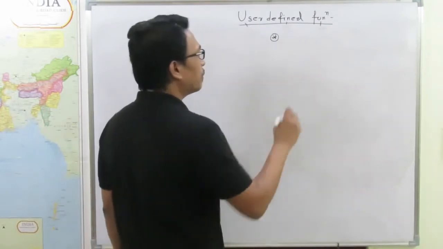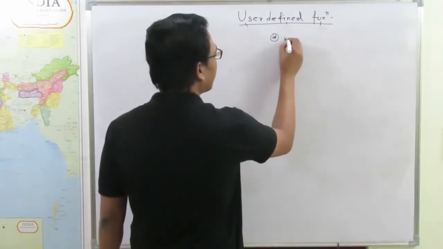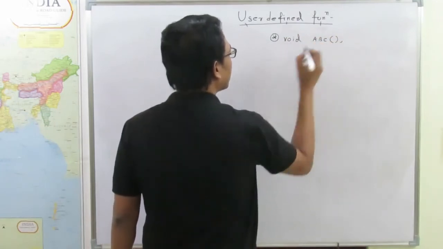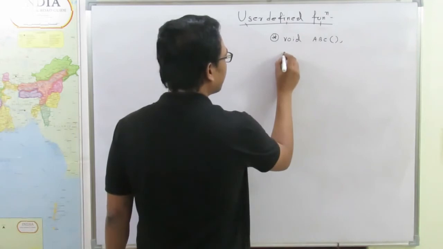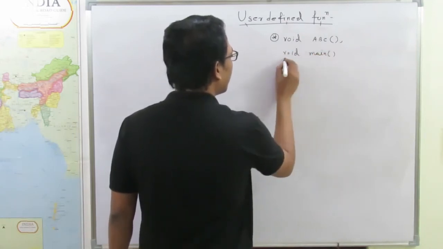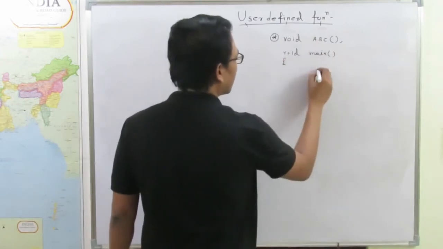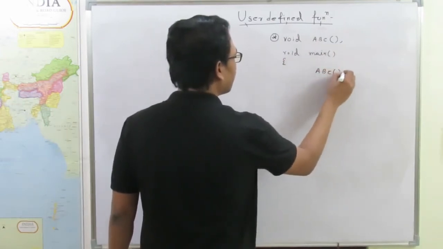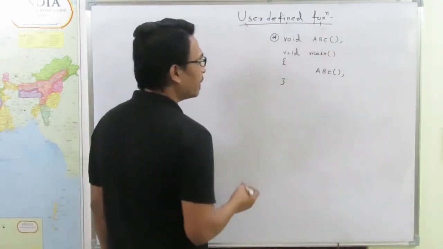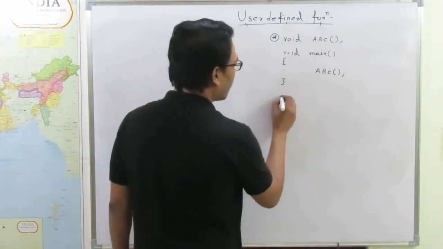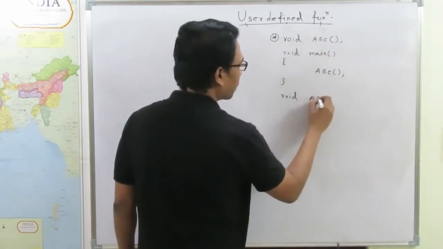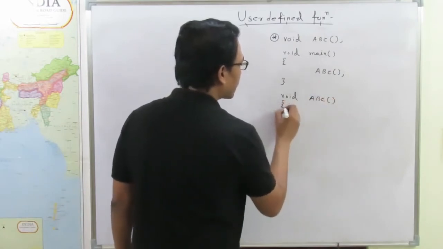First of all, we need to introduce the function. That means void abc, then parenthesis, and then void main. Inside main we will call this particular function, that is abc, and then we need to define the function. Where we will define the function? Below the main function. So signature comes first. Signature means void abc, and then function body will start.